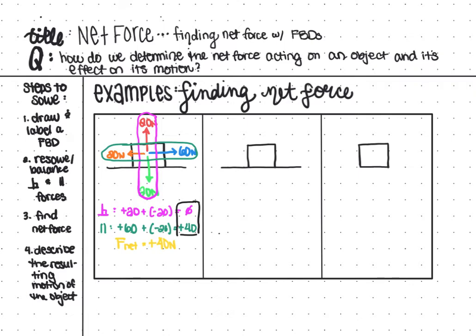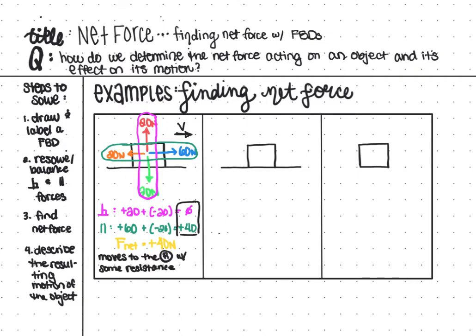And then if I was going to describe this in very general terms, I might say that an object is moving to the right because my net force is to the right, experiencing some resistance. It's not significant, but it's also not frictionless. So it moves to the right with some resistance.